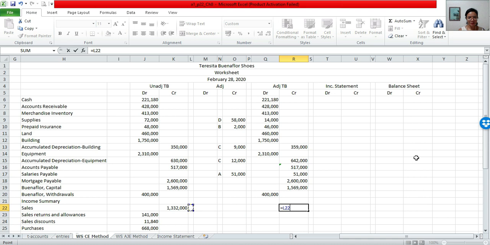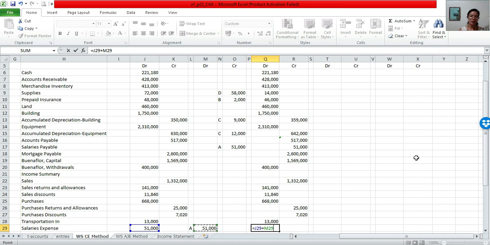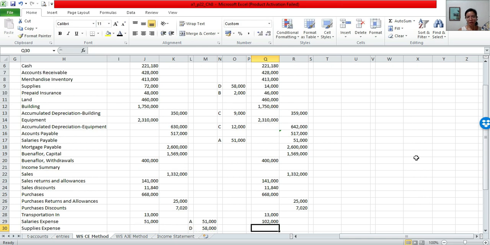And then we have sales, it's a credit. And then extend our contra sales account, that would be your sales returns, discounts, and allowances. And then of course we have purchases, which also does not have any adjustment, so it's on the debit side. And then we have purchase returns and allowances together with purchase discounts, both extended to the credit side. And then we have transportation in, an extension to the debit side. Salaries expense had an unadjusted balance of 51, but then we debited it for 51,000 as adjustment letter A, so we now have an adjusted balance of 102,000. So that's debit and debit, so addition.